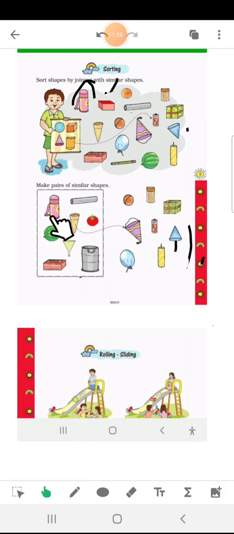Here also you see this is cylindrical. This is cylindrical. This is round. This is a cone. This is round. This is cone. This is a cube. And this is also cylindrical.